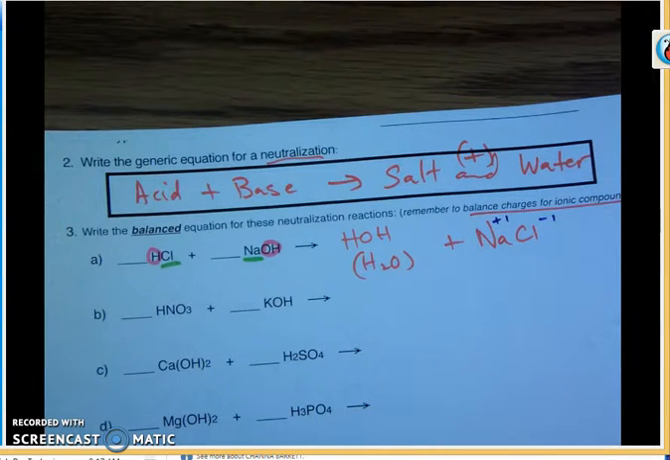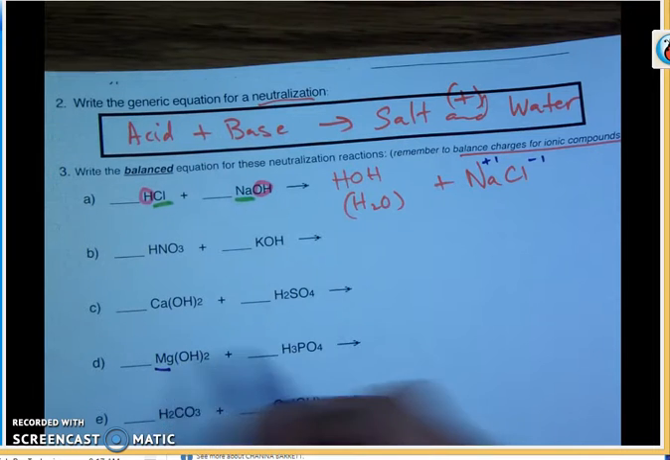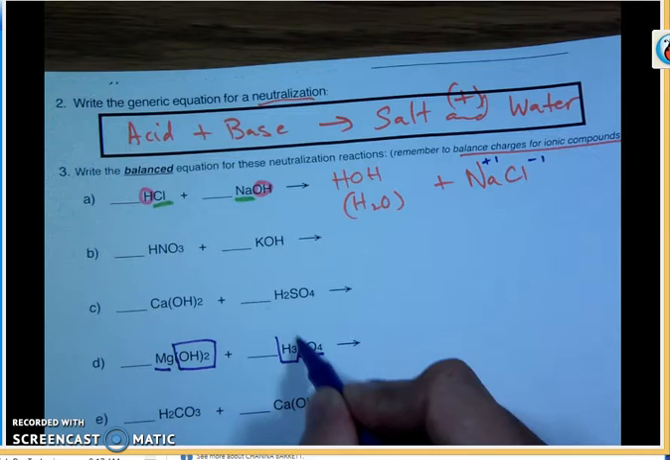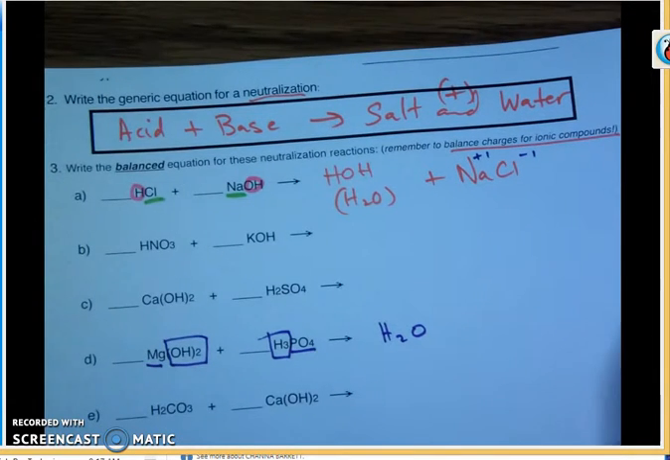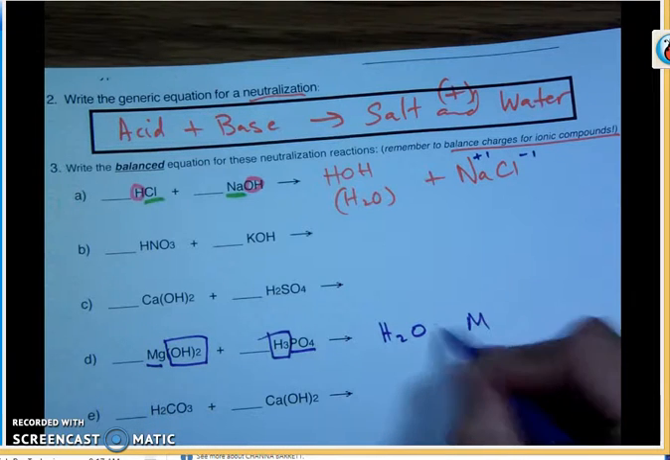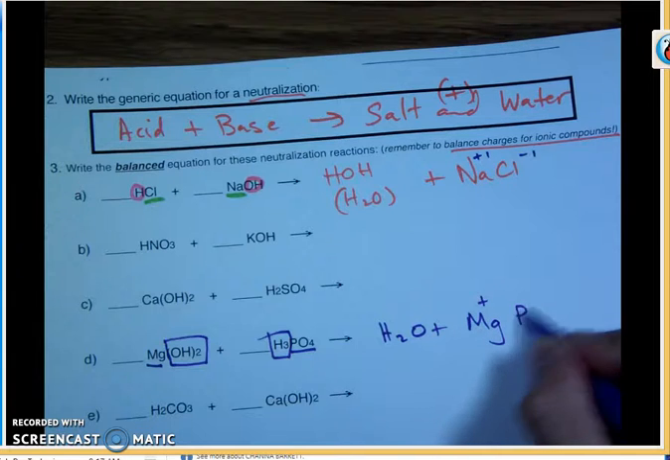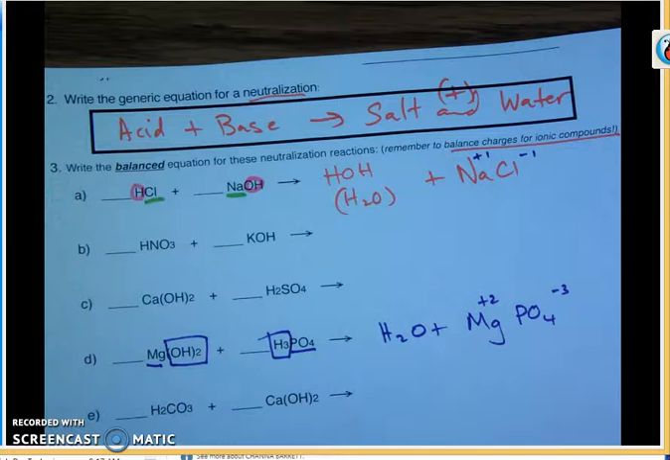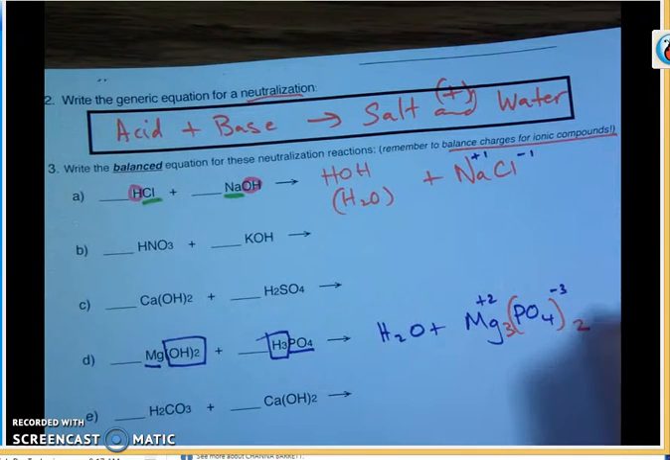Let me show you a case where it does not cancel out. So look at D. Mg and PO4. Then there's OH and there's H that will form the water. So H2O. And Mg is positive, it'll go in the front. PO4 is -3, Mg is +2. So then you have to remember to bring the charges down. It's Mg3(PO4)2. Okay.